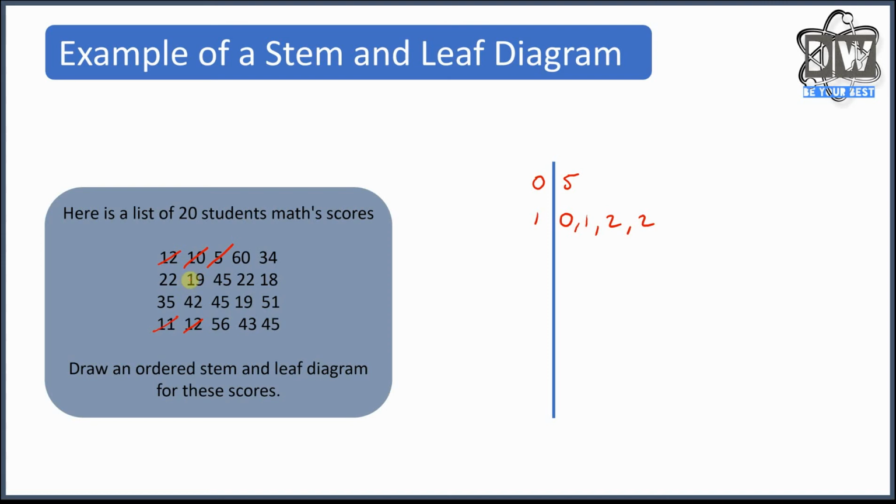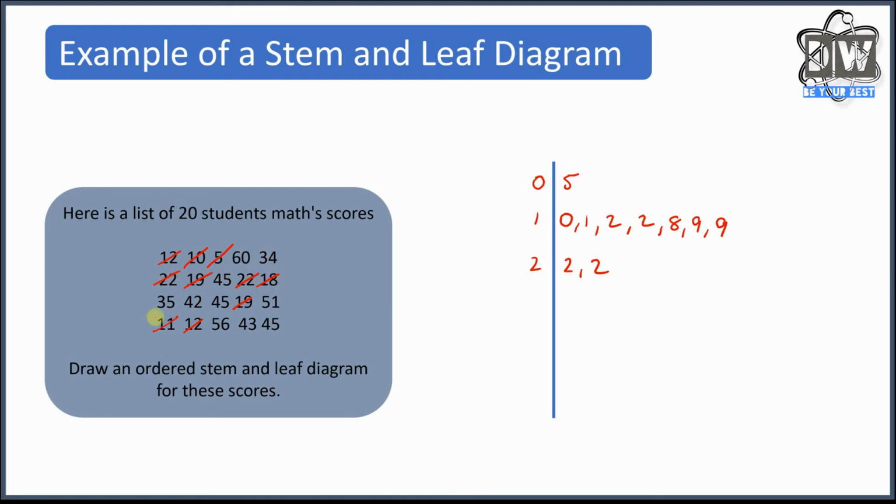I've got a 19 there, a 19 there, and an 18. So I'll do the 18 for a start, and then the 2 19s, and I'll just remember to cross them out as I go. Okay, I think that is all my 10s done. So now I'm going to move on to my 20s. And I can see here I've got 2 22s, and it doesn't look like anything else. So I'm going to go 22 and 22. Cross those off.